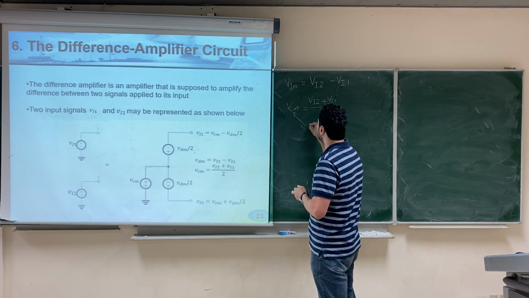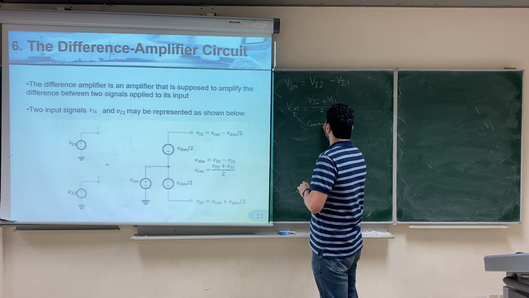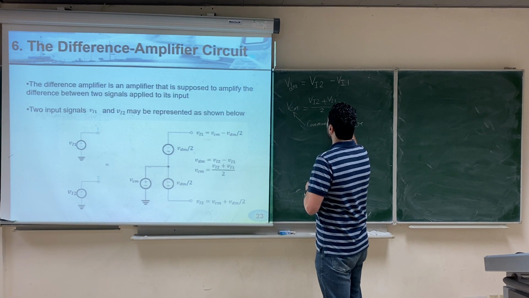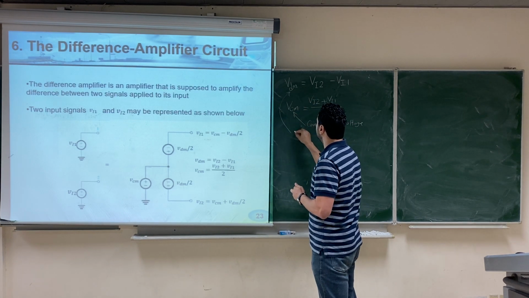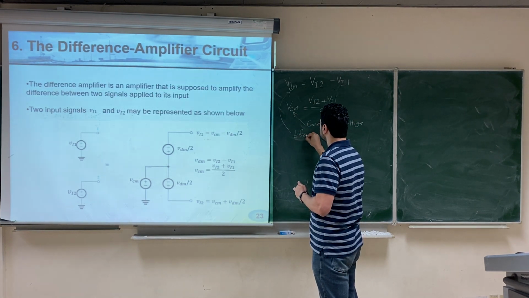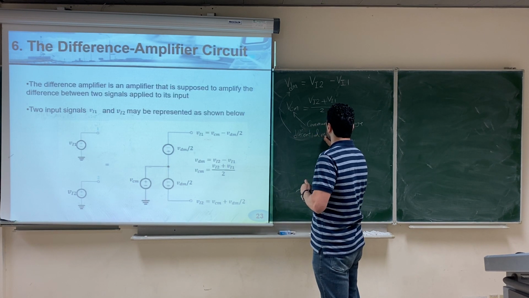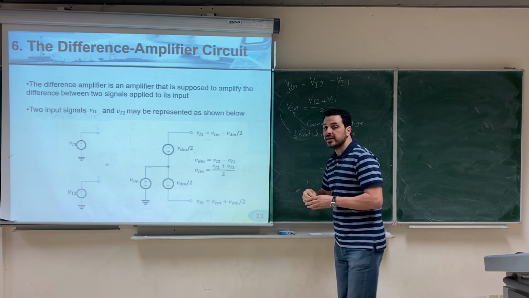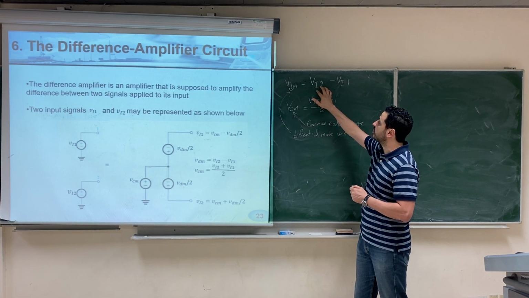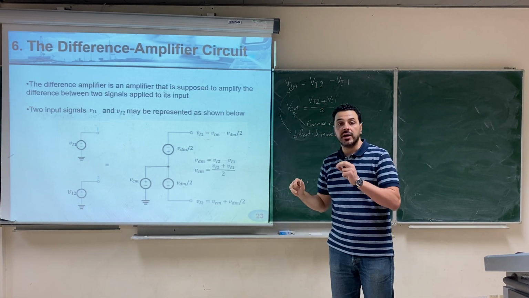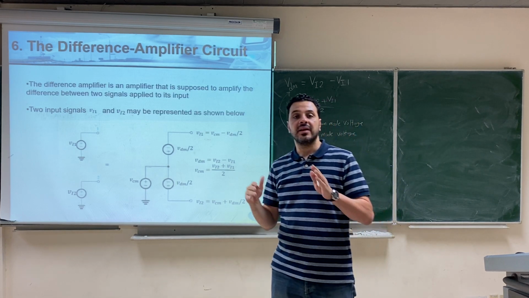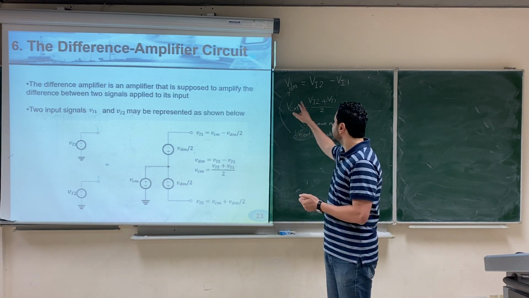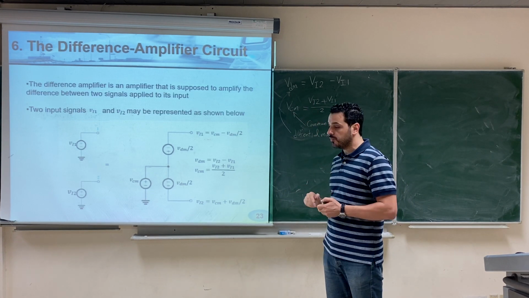So this is called common mode voltage, and this is called differential mode voltage. The target or the goal is to maximize the differential mode voltage, the difference between the two sources. However, the difference amplifier amplifies not only the difference, it also amplifies the common mode voltage.